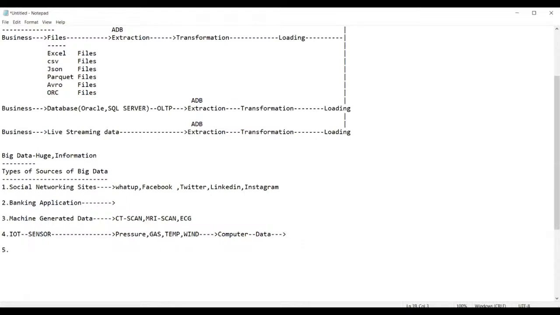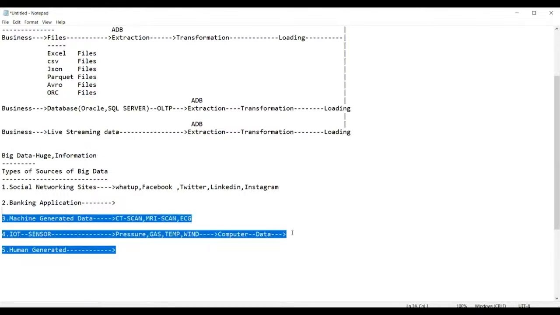Now next, the fifth one is human generated data. It's not massive, but still it can be considered as big data. Human generated data means the data which is generated by you and me, the normal routine data. So this is also considered part of big data.